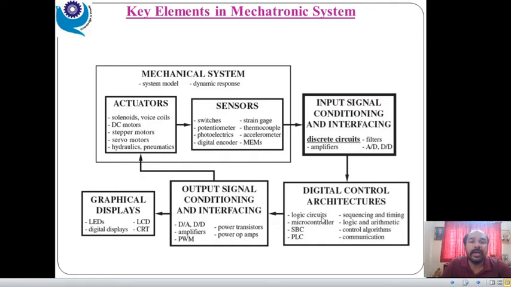Today we are going to discuss key elements in mechatronic system. We already discussed this basic block diagram of mechatronics in unit 1, so let us just highlight it.